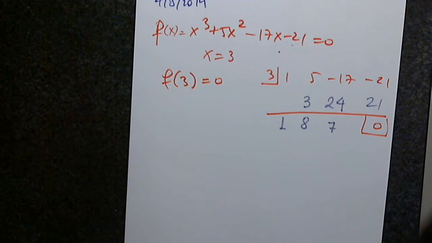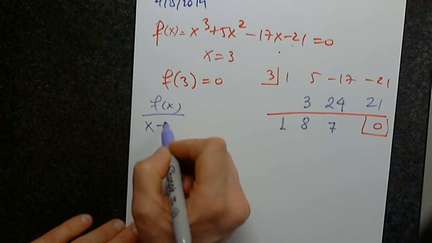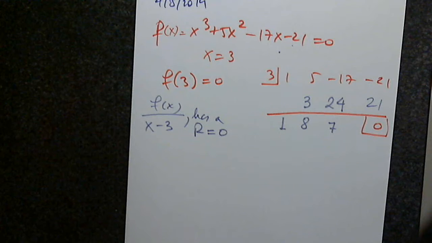Number 1, we looked at the graph, and it crosses the x-axis when x equals 3. And the second thing is we use the synthetic division to divide by x minus 3. In other words, I'm saying that f of x divided by x minus 3 has a remainder of 0, and I show that with synthetic division. Very good question. Thank you.